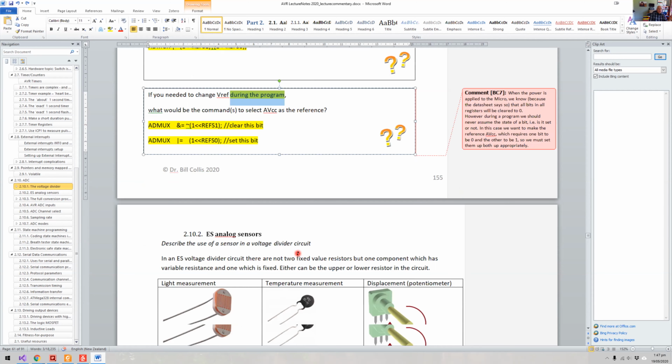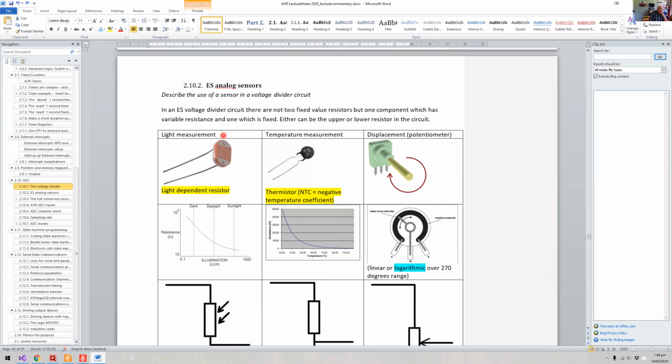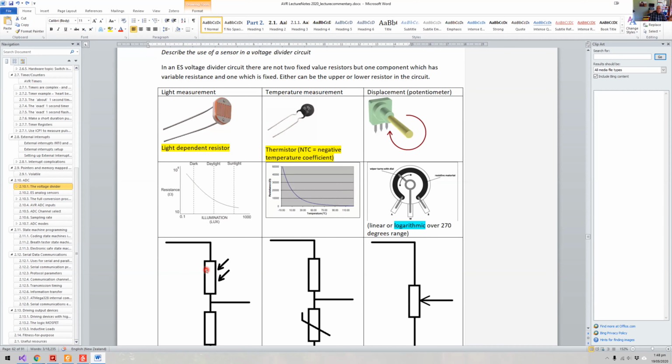Now I just want to have a look at, for instance, the voltage divider. What's going on here? We've got some different things here. We've got a light dependent resistor, which has got a negative characteristic here. Notice that it's a log-log type characteristic, okay? And so as the lux, or illumination, or the brightness of the light increases, the resistance goes down, okay? So that sort of makes sense. As something gets brighter, the resistance goes down a bit.